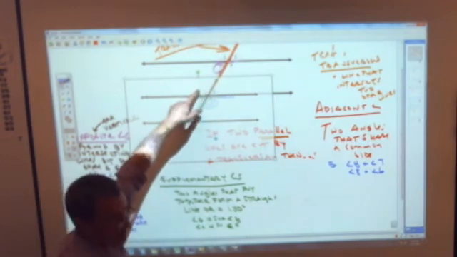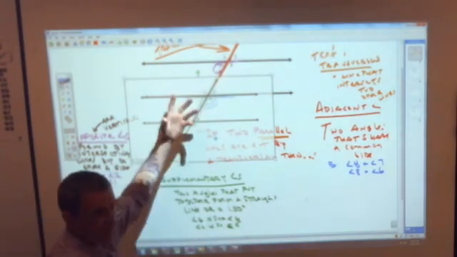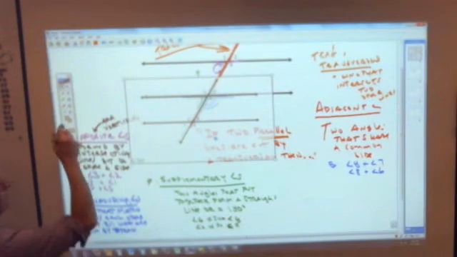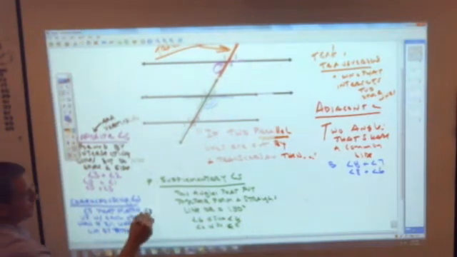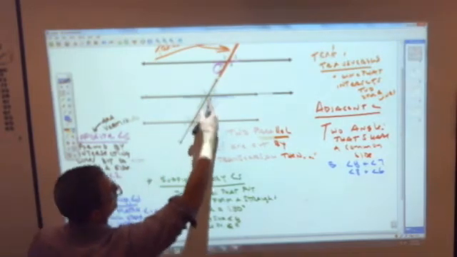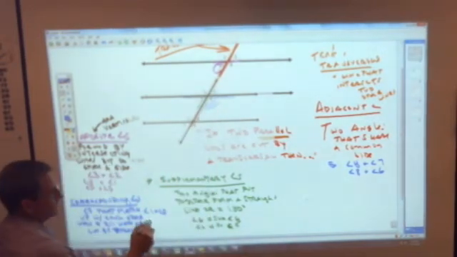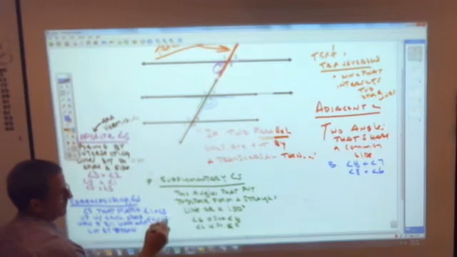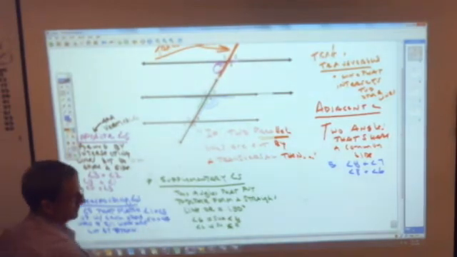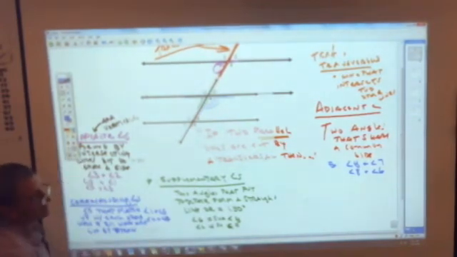Angle 1 corresponds to angle 5 because it's right on top. It matches up with it. So angle 1 and angle 5. You know, angle 4 corresponds to angle 8. Got that? Does that make sense?